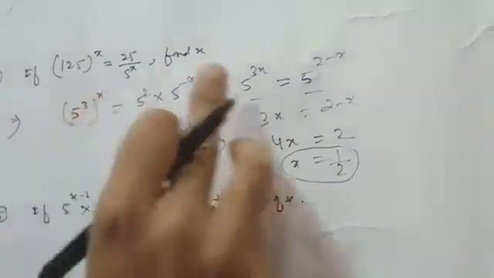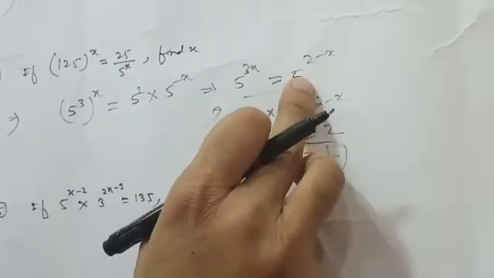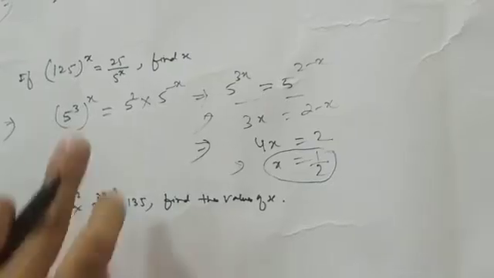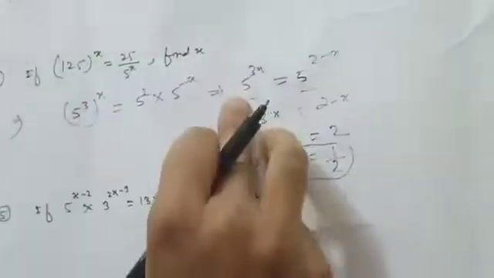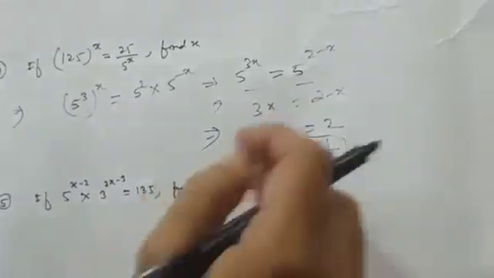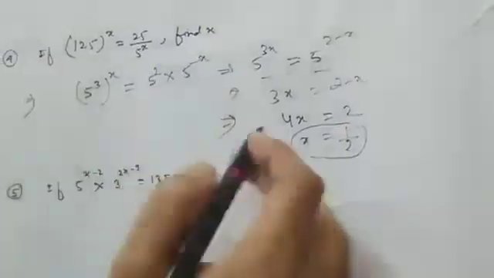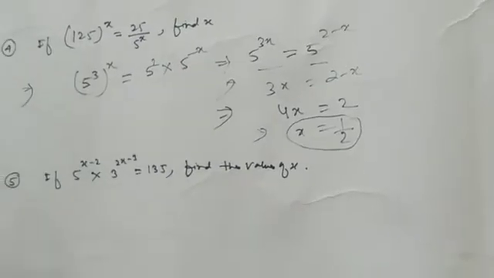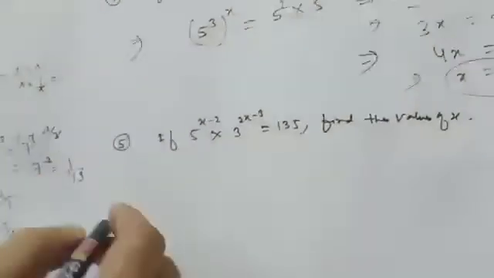Now come here. This is going to multiply: 5 to the power 3x equal to 5 to the power, base is the same, powers will be added, 2 minus x. Plus minus minus. Base is the same here, so the powers should be equal. So 3x equal to 2 minus x. x will come this side, 4x. x equal to 2 by 4, which is nothing but 1 by 2. Now come to the next problem.